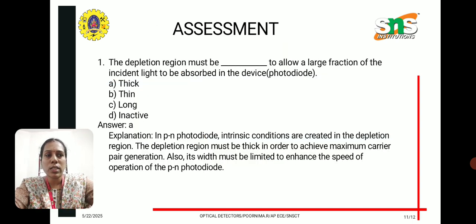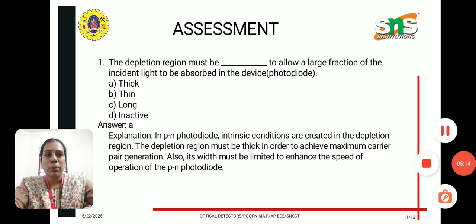So let's take the assessment for this topic. The depletion region must be which of the following to allow a large fraction of the incident light to be absorbed in the device? The answer is option A, that is a thick depletion region.